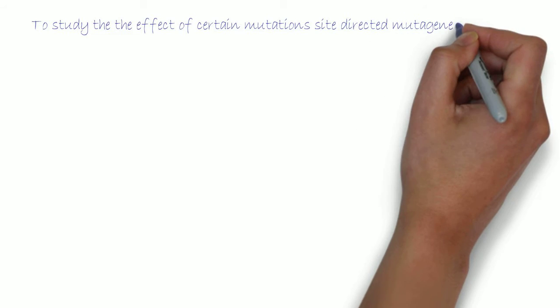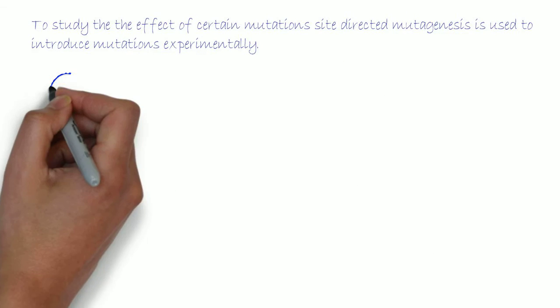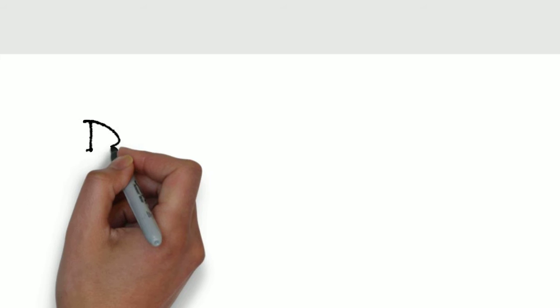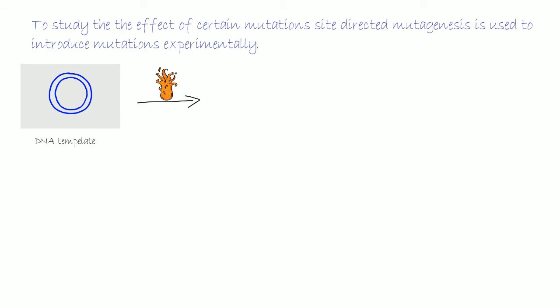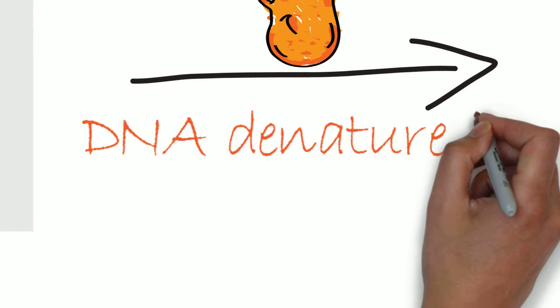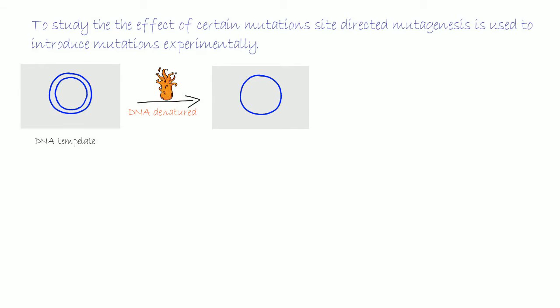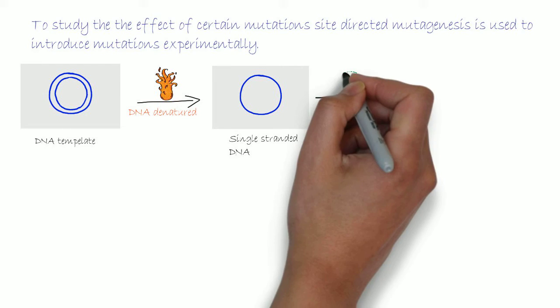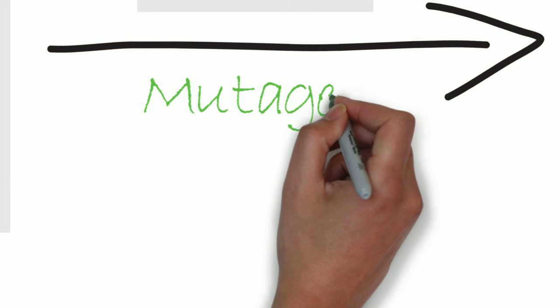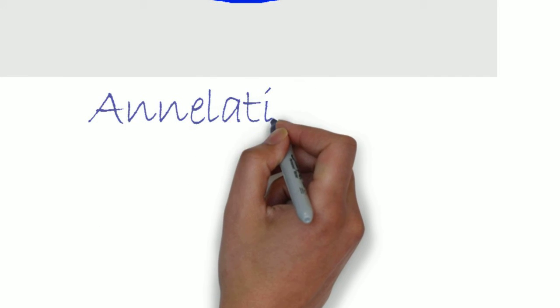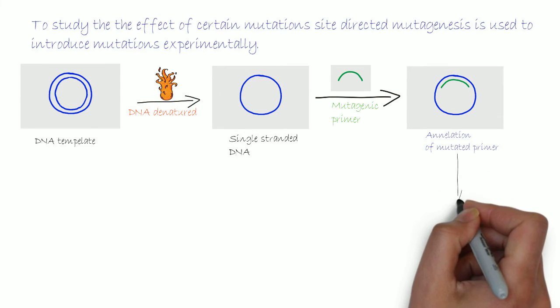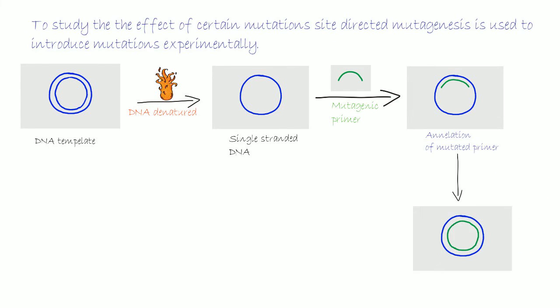However, to study the effect of certain mutations, site-directed mutagenesis is used to introduce mutations experimentally. In site-directed mutagenesis, a DNA template is taken, which is double-stranded. You heat it to denature it and to get a single-stranded DNA template. The single-stranded DNA plus a mutagenic primer, which is mixed with it, will anneal to the single-stranded DNA at a very specific sequence, which can then be extended using enzymes such as DNA polymerase. That will give us mutated DNA.